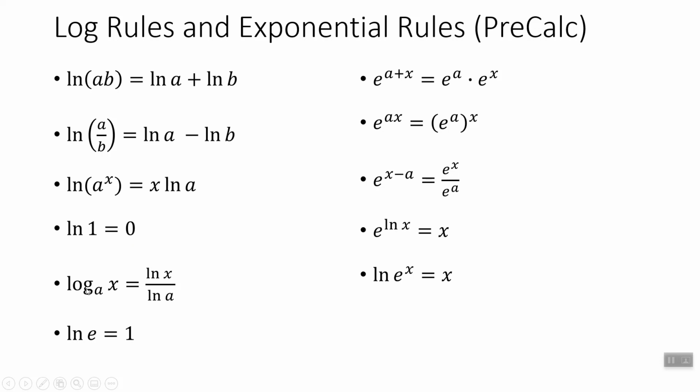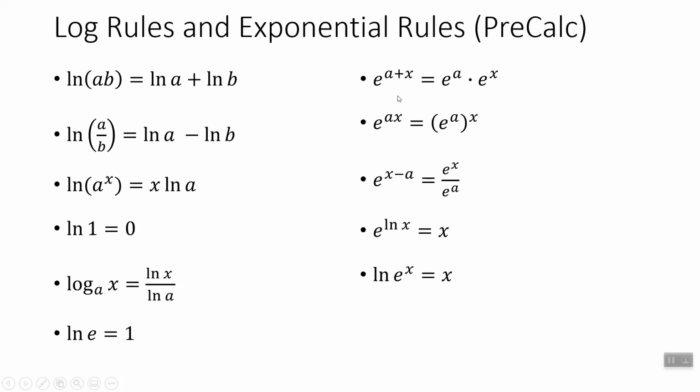If we don't have natural log, if we have regular log, we can always switch it to natural log by using the change of base formula. If we have log base a of x, then we can change that to the natural log of x over the natural log of a. The natural log of e is 1 because this is log base e. Those are all of our log rules.